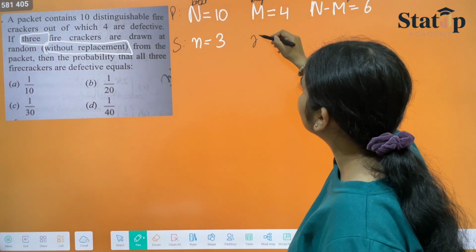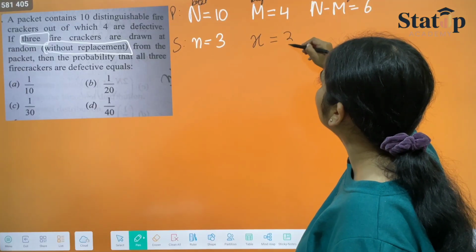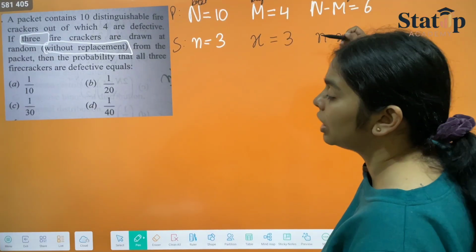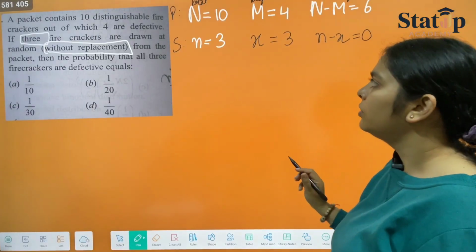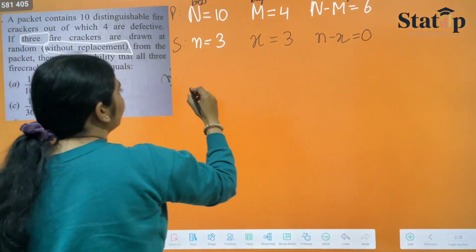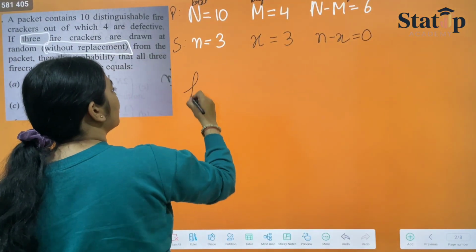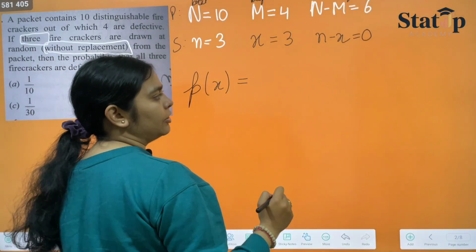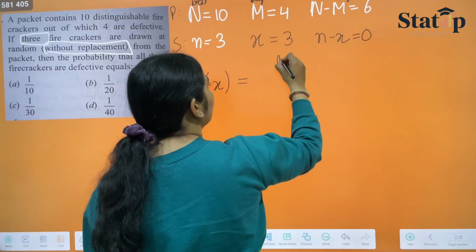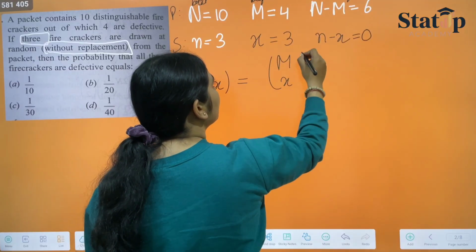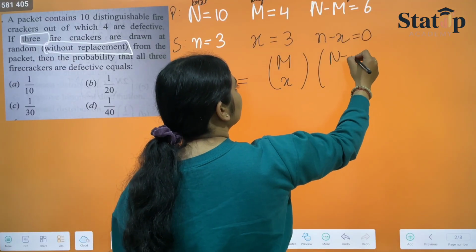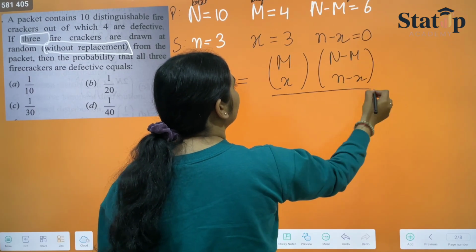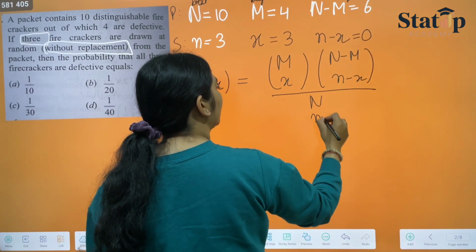Small x means all threes are defective, so x should be 3, and small n minus x, the non-defective ones, should come out to be 0. They have mentioned that. So if we have to state the PMF of a hypergeometric distribution, it will be MCx into (N minus M)C(n minus x) upon NCn.